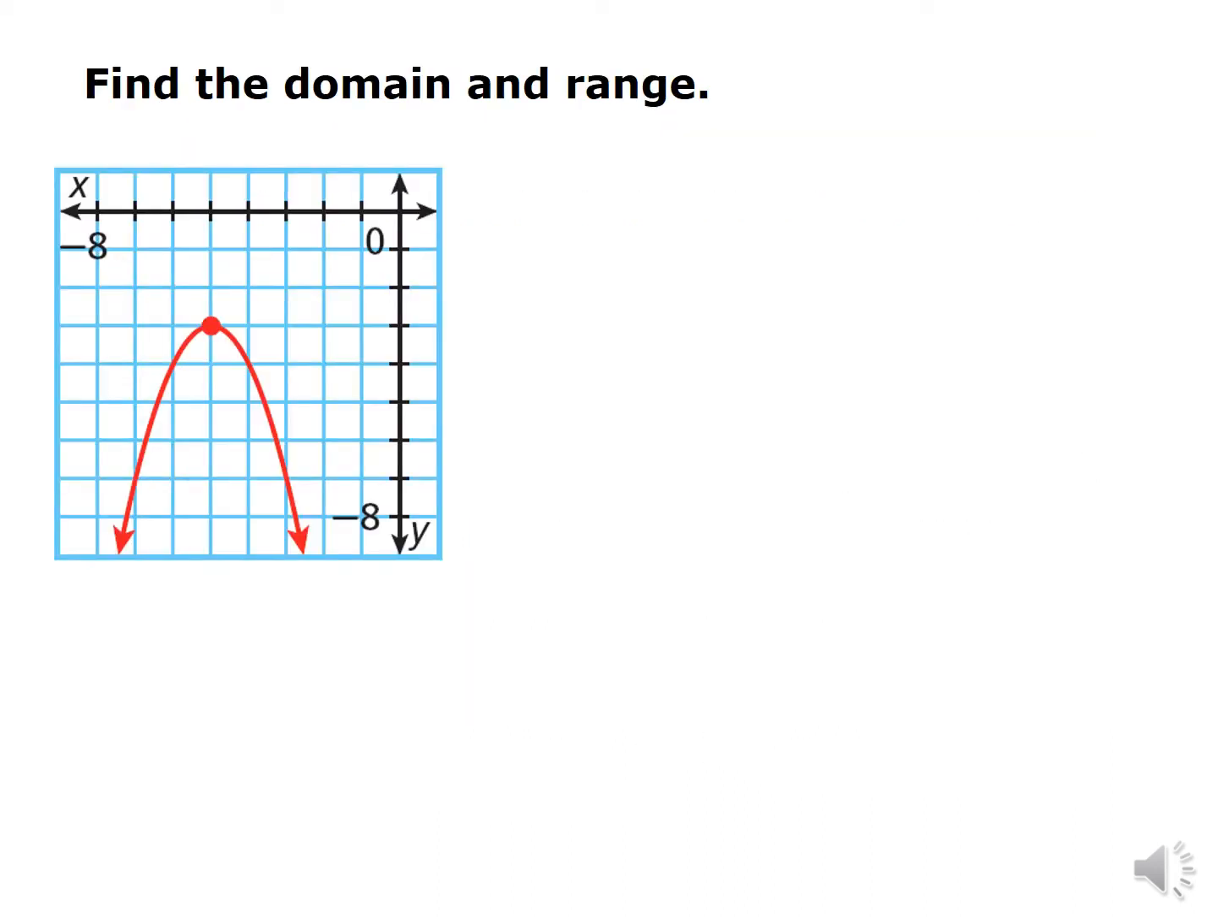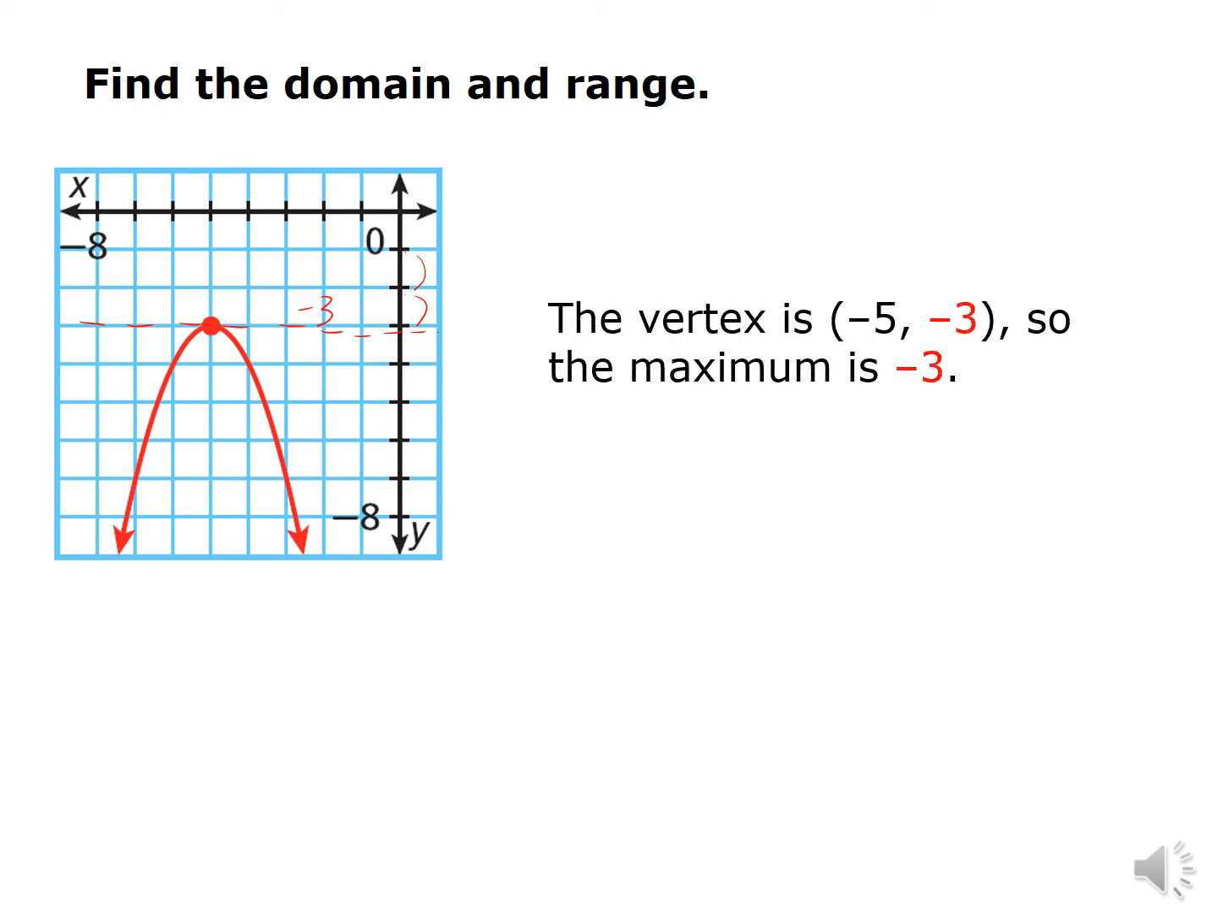Okay, try this one. Okay, so my domain again is all real numbers. First thing I want to double check is, are these by 1? And they are, so this would be 1, 2, -3. And so the answer is, the vertex is (-5, -3), so the maximum is -3. The domain is all real numbers, and the range is y is less than or equal to -3.